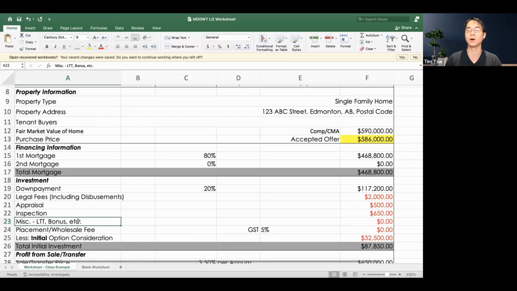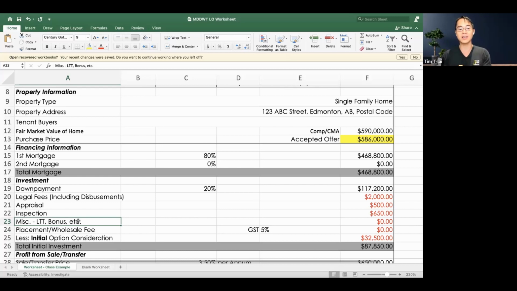I also wrote down a word that says bonus. So for example, a lot of you, very much like how we run business, when our tenant buyers first move into a property, we'll likely give them a little welcome home gift basket or give them a gift card of sorts just to celebrate their first milestone on their journey into home ownership.